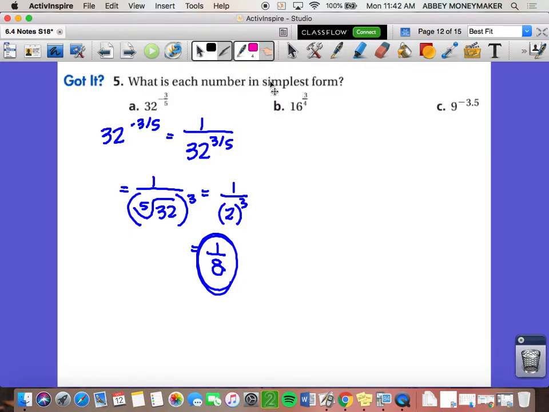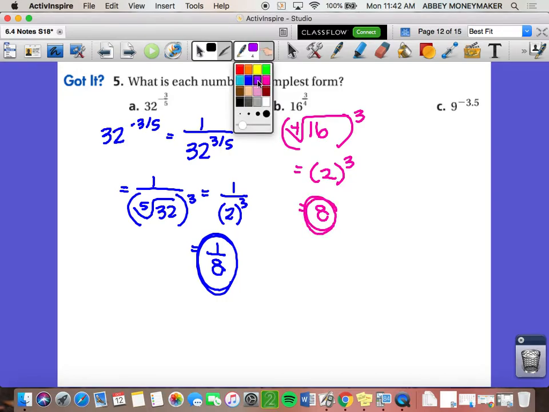On this next one here, 16 to the 3/4 power, that would be the 4th root of 16, and then that's cubed. The 4th root of 16 is 2. 2 cubed gives me 8. On part C, this one's going to take a little bit of extra work here. That's 9 to the negative 7/2 power.